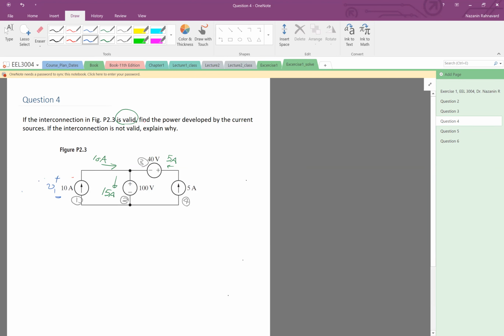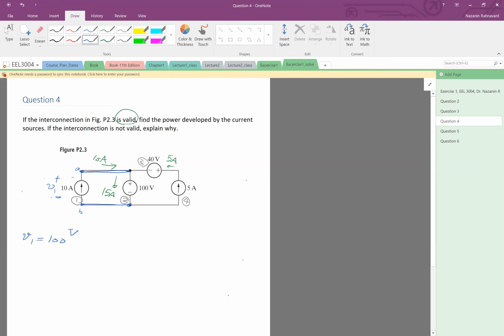How much is V1? See, this point is connected to this, and this point is connected to that. And this is 100 volts. So basically, if we have terminal A and B, terminal A minus terminal B is 100 volts. So therefore, V1 is exactly 100 volts. It's parallel to this 100 volts. So V1 is 100 volts.